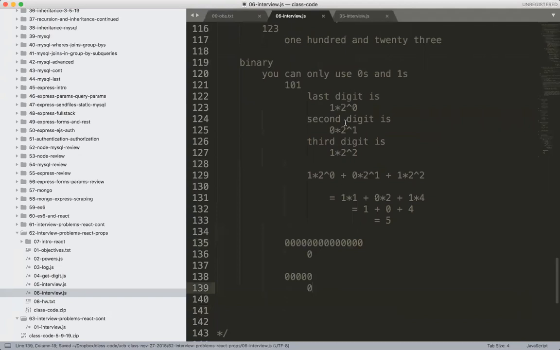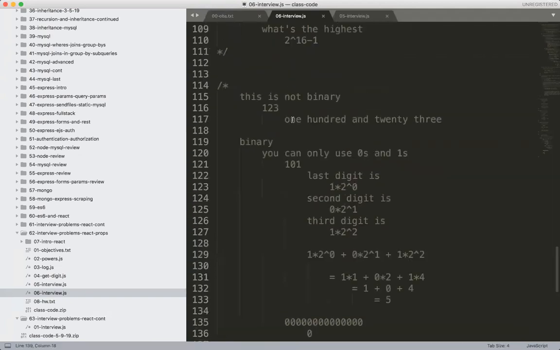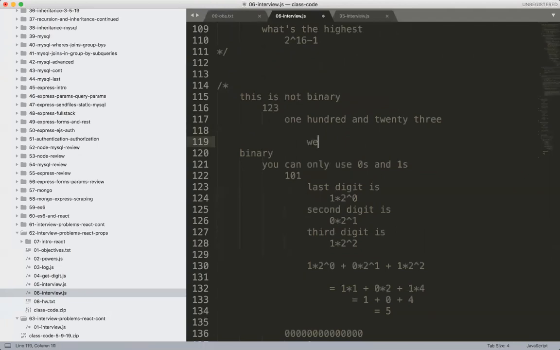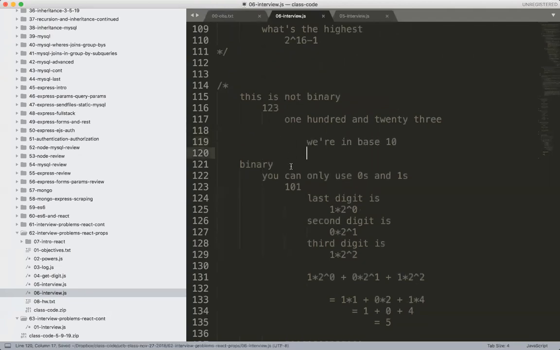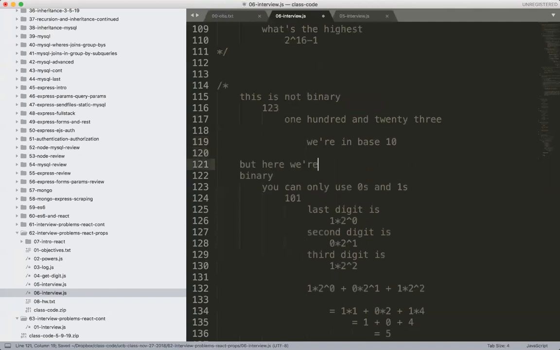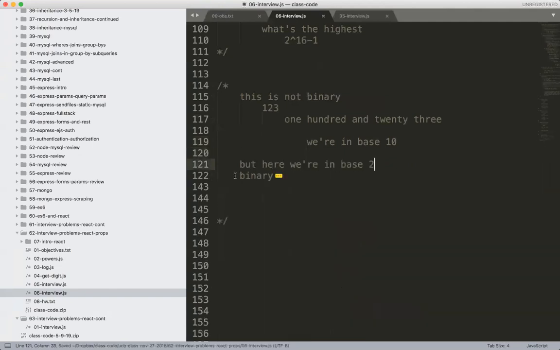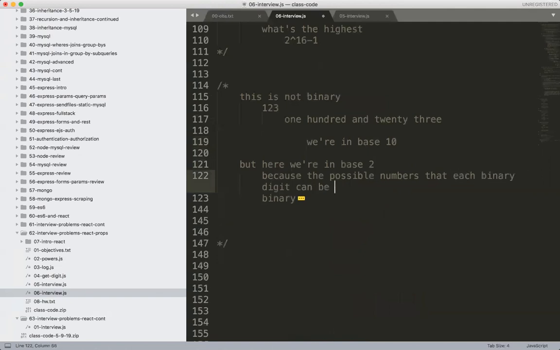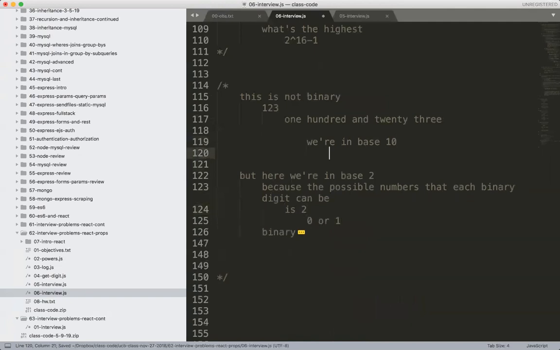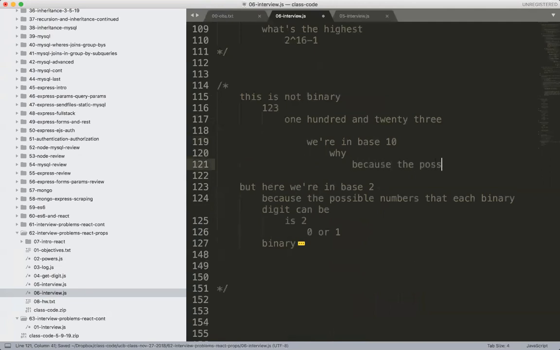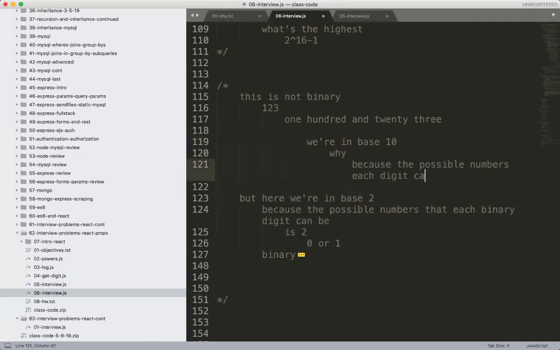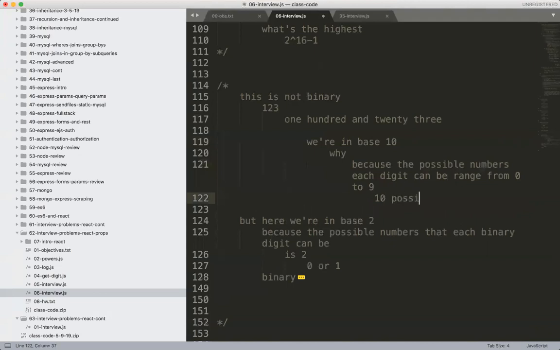So this is binary right here. So that's why it's 2 to the power. Because over here, we're in base 10, right? But here, we're in base 2. And why are we in base 2? Because the possible numbers that each binary digit can be is 2, right? 0 or 1, right? Why? Because the possible numbers each digit can be range from 0 to 9, 10 possibilities.